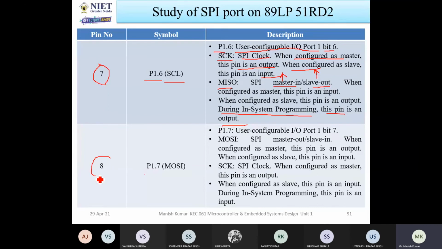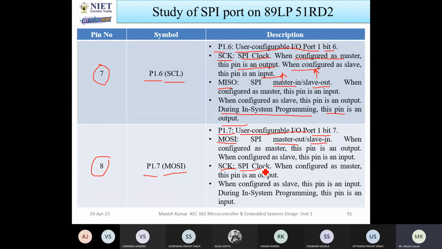Now next is pin number 8, that is P1.7 and MOSI. So P1.7 is also user configurable input output, port 1, bit 7, since it is 1.7. So MOSI, same thing, it indicates master out, slave in. It means that master is behaving like output and slave is behaving like input. So out means output, in means input. You can remember like that.